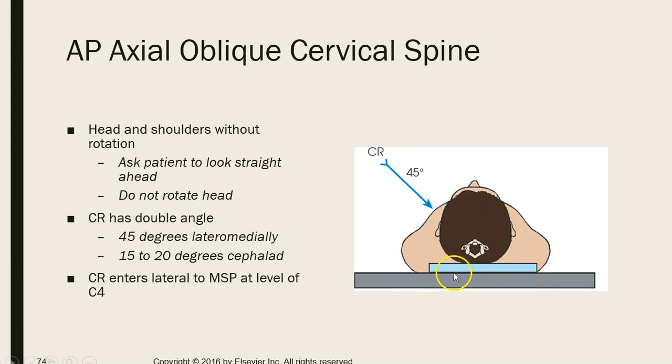You'd have your image receptor underneath your patient, and then your central ray is going to have what's known as a double angle on it. It's going to be 45 degrees lateromedially, and then you're also going to put another angle on it, which is 15 to 20 degrees cephalad. I'll go over that with you in the lab, and you'll be able to understand it a little bit better. But our central ray is going to enter lateral to the mid-sagittal plane at the level of C4. And again, we want to make sure we ask our patient to look straight ahead so their head's not rotated.